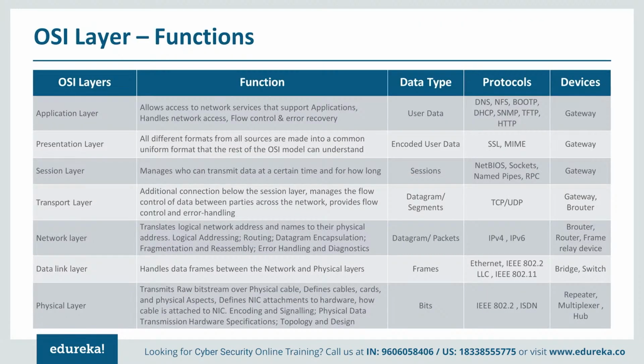The physical layer transmits the zeros and ones. We deal with bits here, and the protocol used is IEEE 802.2 or ISDN. The devices which we connect are a repeater, a multiplexer or a hub. What is a repeater? A repeater is nothing but an extender, a signal extender. Hubs also do the same thing. The hubs will not have the MAC address.